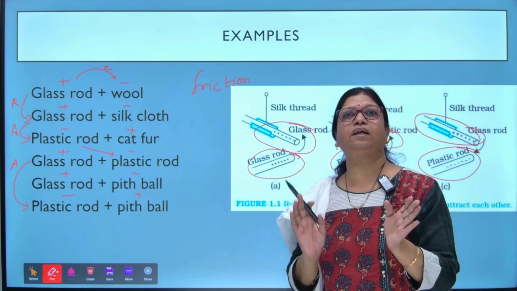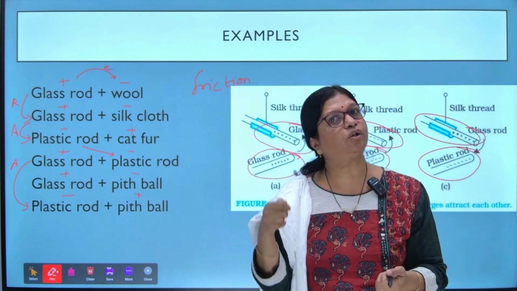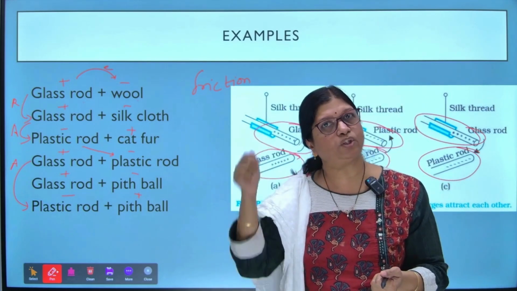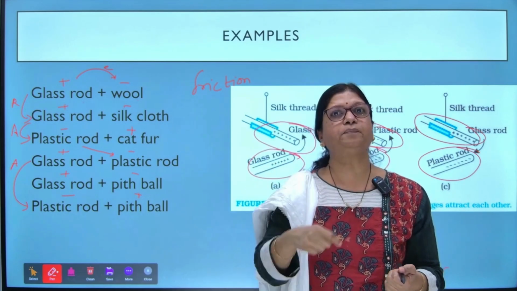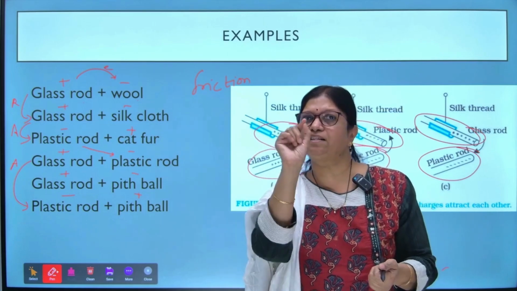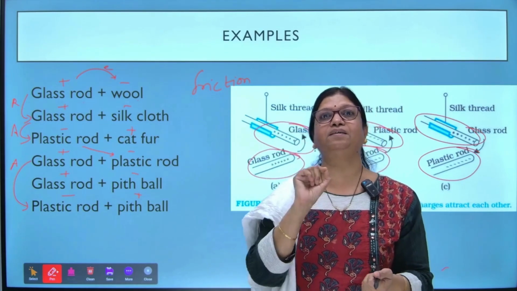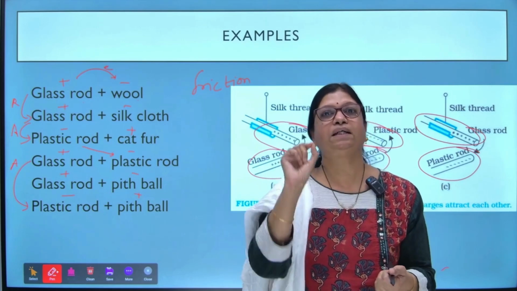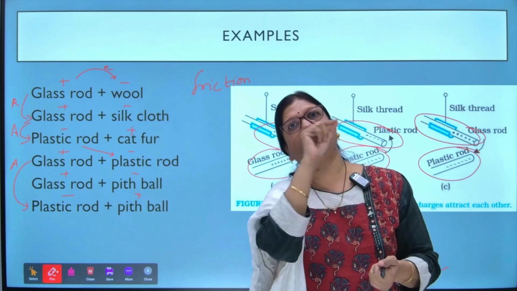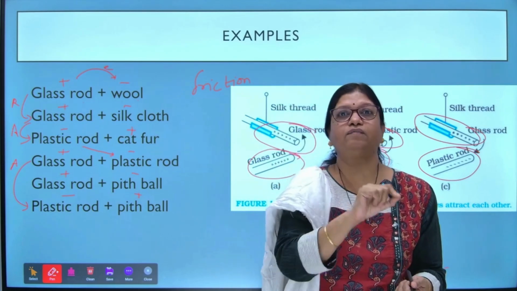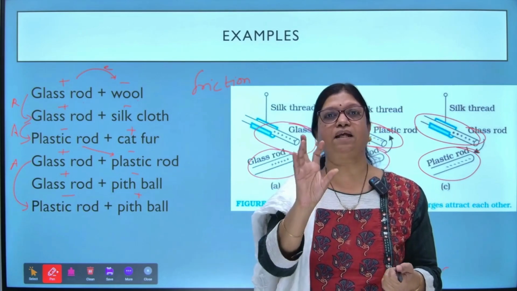In a simple day-to-day example, you take a plastic dry comb, comb it with your dry hair, keep combing for some time, and pick up that comb and try to attract a small piece of paper. That small piece of paper will definitely be attracted because of the charge deposited on the comb. So even try to relate whatever you are learning with your day-to-day life. That will be easier for you to understand the concept.